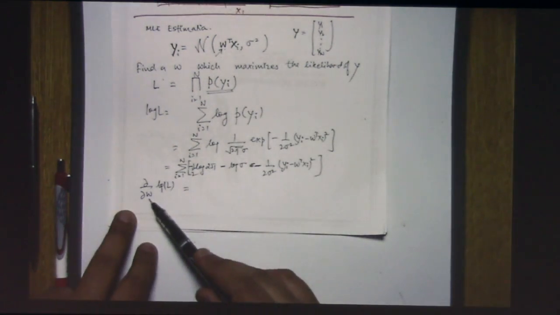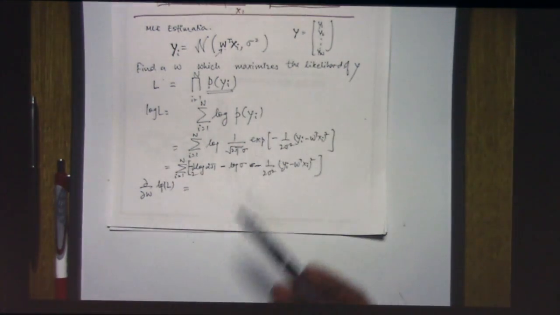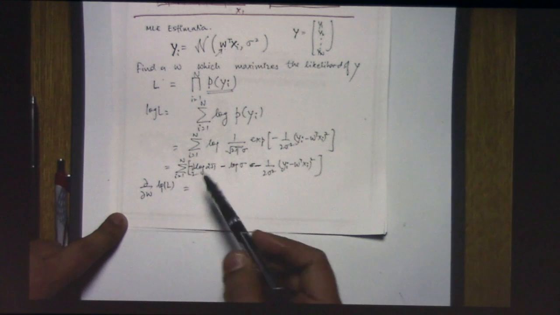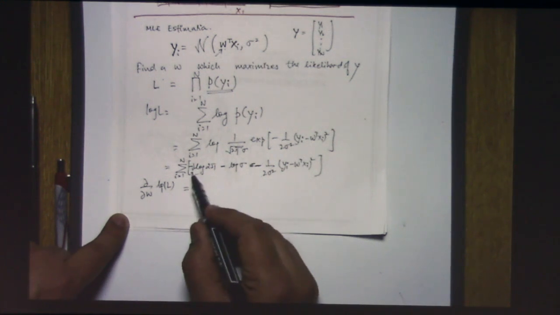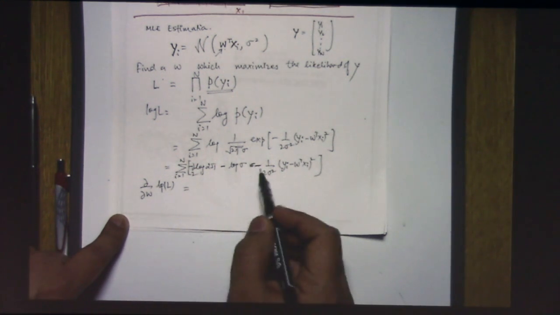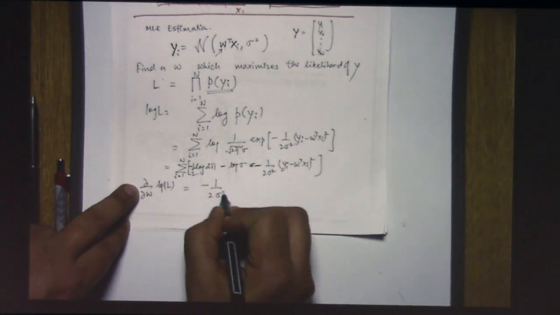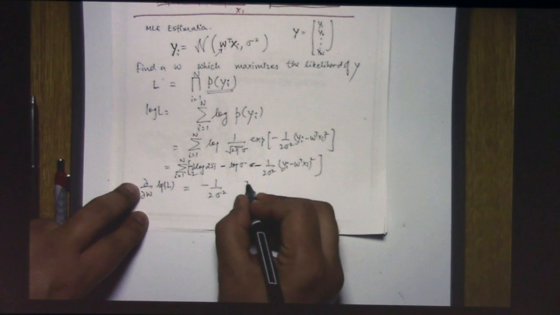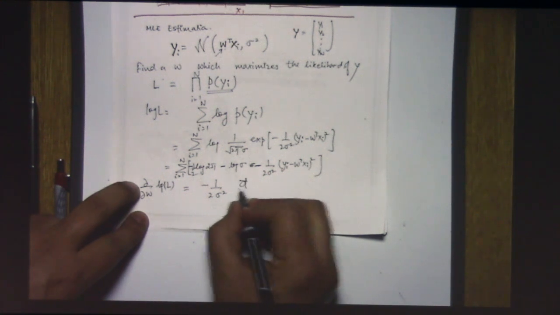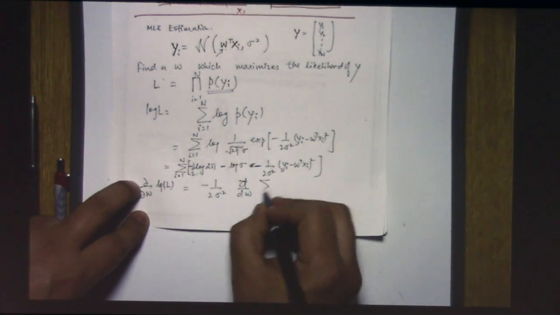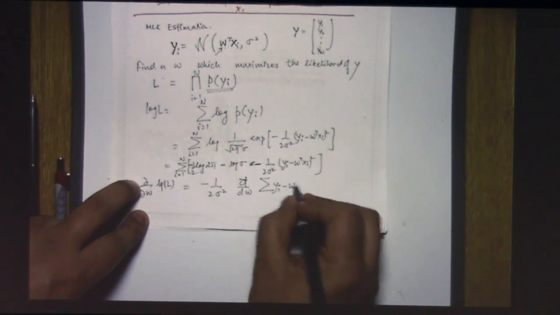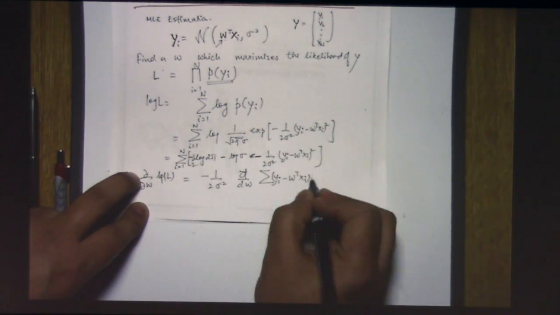When we are finding w, we are going to assume sigma square is constant, because that doesn't depend on w. So these terms will go away because they are constant. All you would be left with is minus 1 by 2 sigma square, d by dw of summation of (yi minus w transpose xi) whole square.